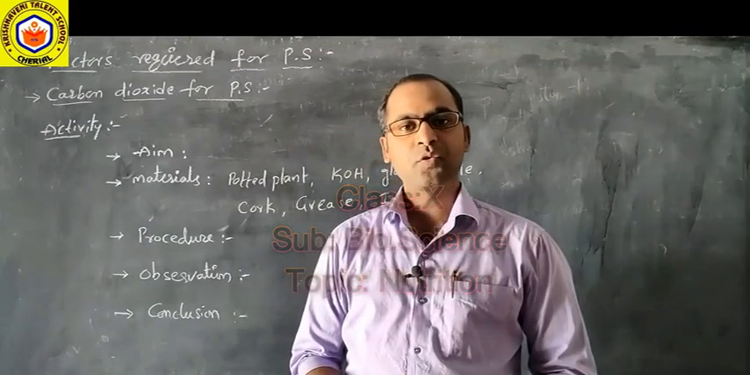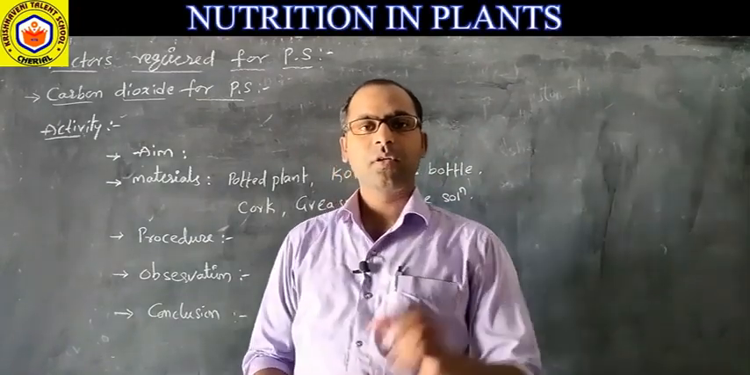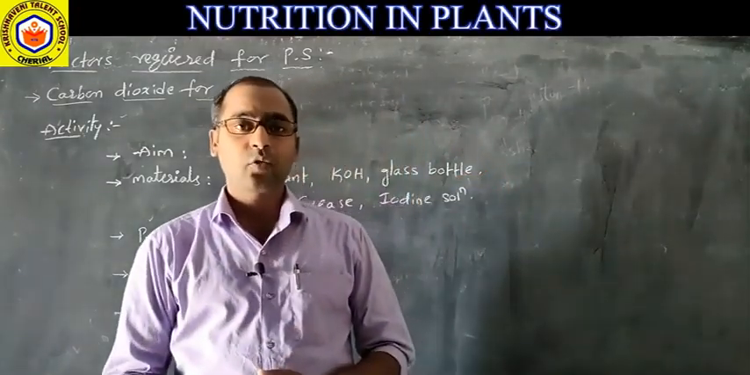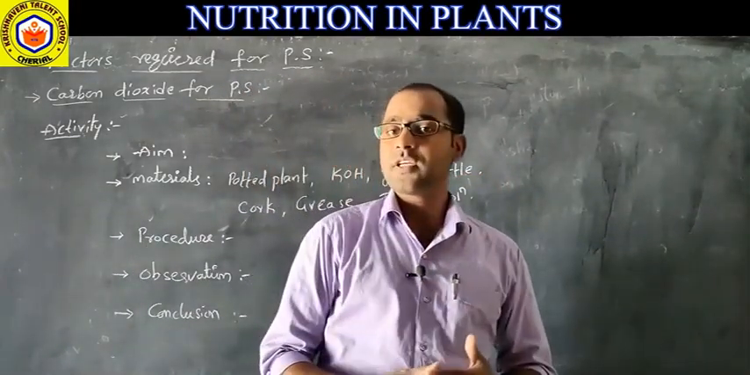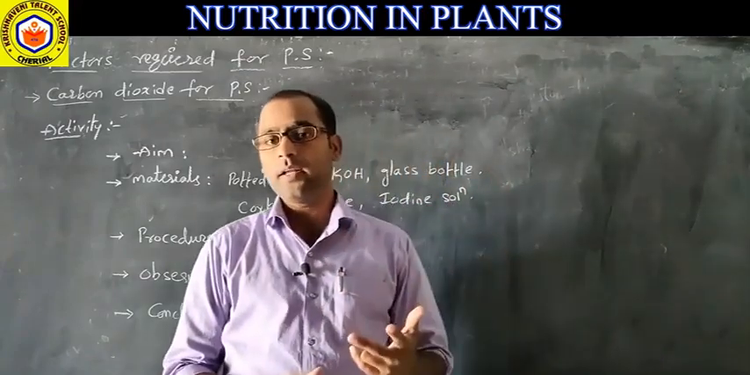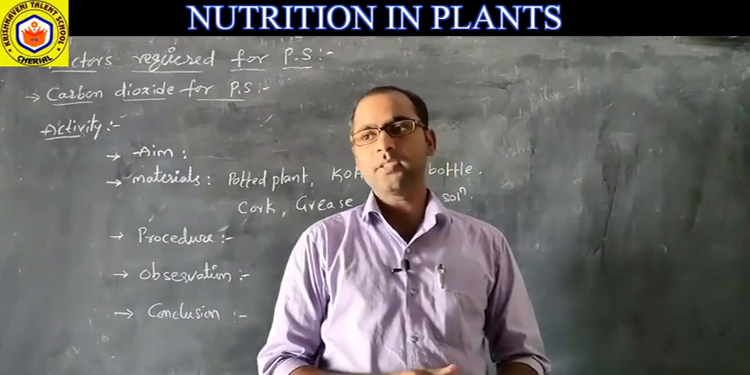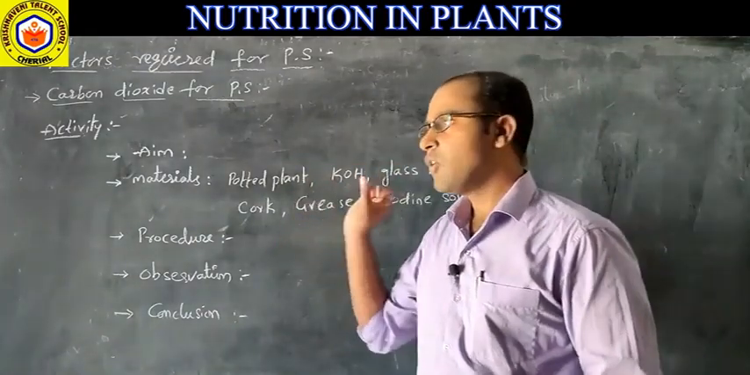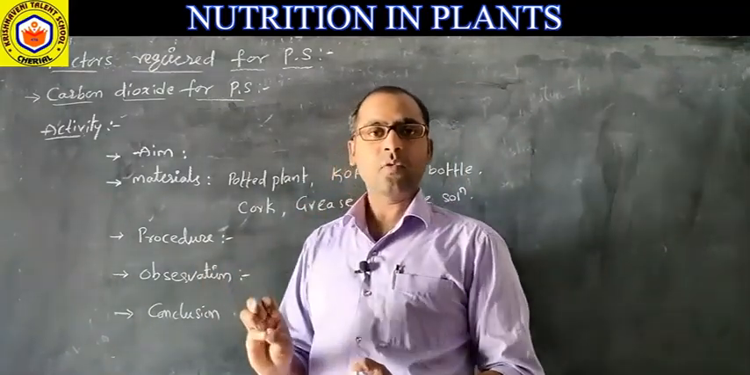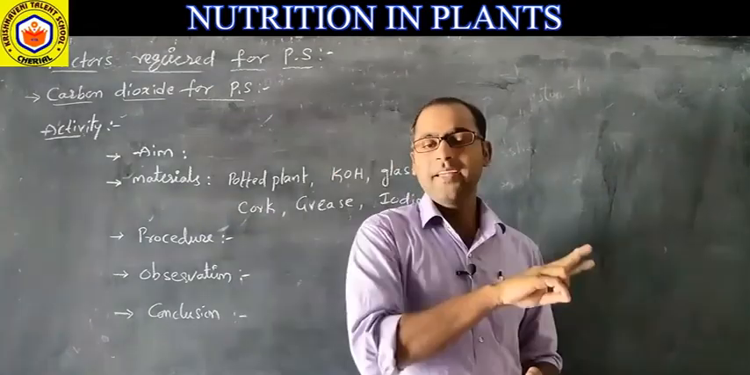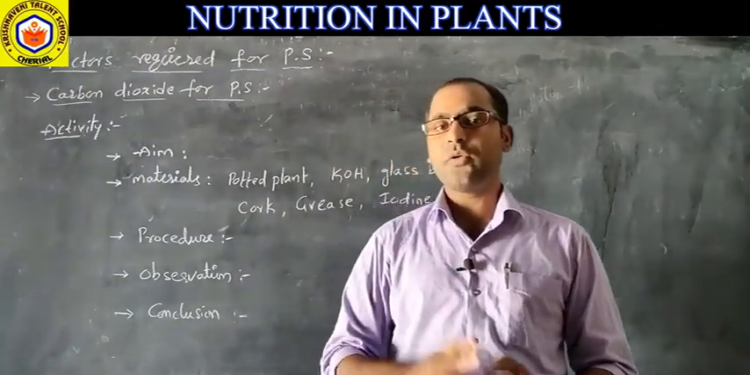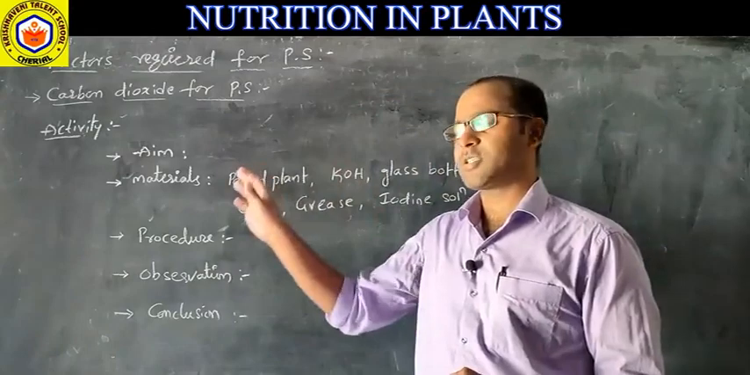Good morning, children. So far we have discussed the factors required for photosynthesis, just the two factors which are necessary for photosynthesis, and what is the relation between them. So what are those? First, water and photosynthesis, and next, what is the relation between air and photosynthesis? What is the relation between air and photosynthesis in Priestley's experiment?